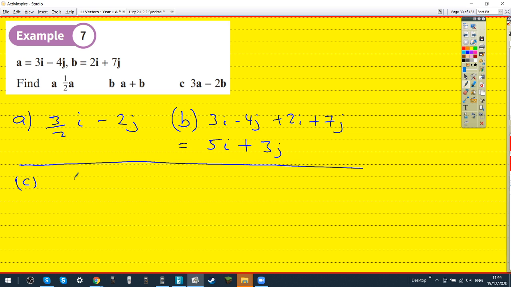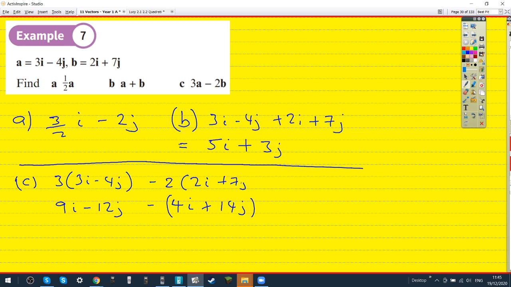Okay, so A would become 9i minus 12j. And B would become 4i plus 14j. And then taking them away, it would become 5i, and then plus 2j, right? Nope.